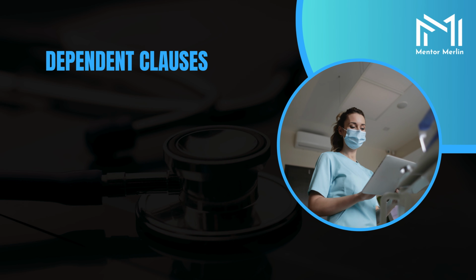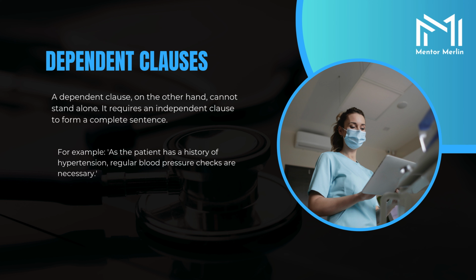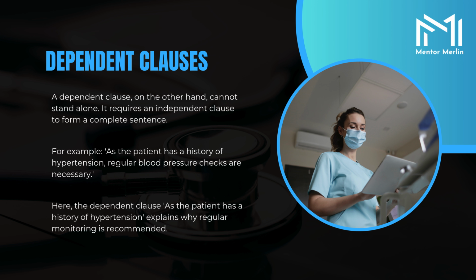Dependent clauses. A dependent clause, on the other hand, cannot stand alone. It requires an independent clause to form a complete sentence. For example, as the patient has a history of hypertension, regular blood pressure checks are necessary. Here, the dependent clause "as the patient has a history of hypertension" explains why regular monitoring is recommended.